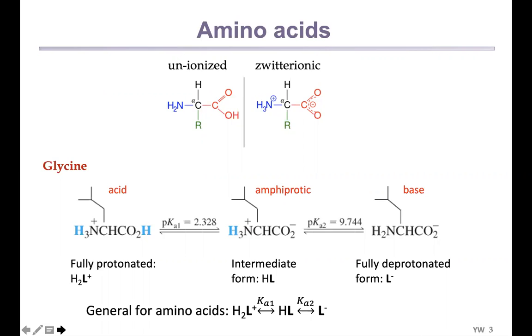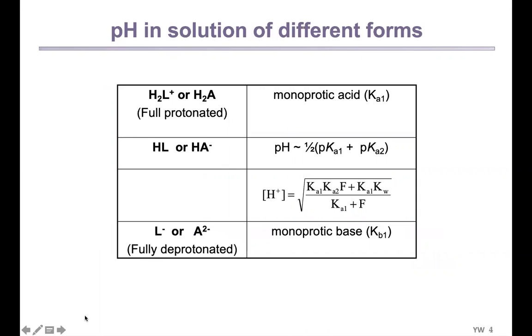Now, the question I mentioned earlier is, how do we calculate the pH in solutions of different forms? And this is the table that you will have to be familiar with, because when you're seeing a problem, you will refer to this table, whether it's a fully protonated form, a fully deprotonated form, or an intermediate form. And when they are different forms, the formula is also different.